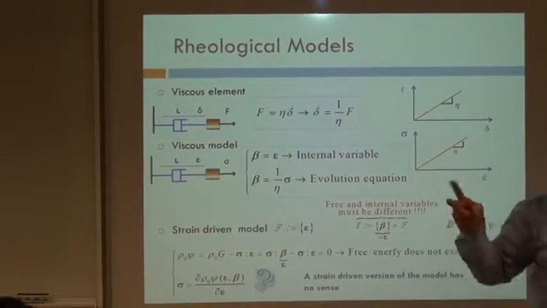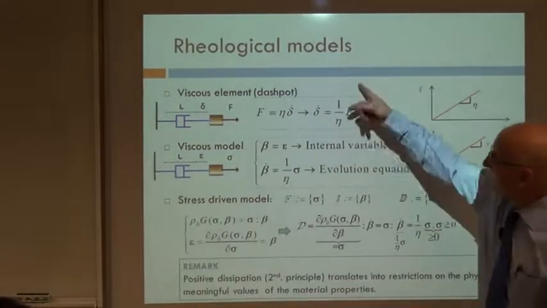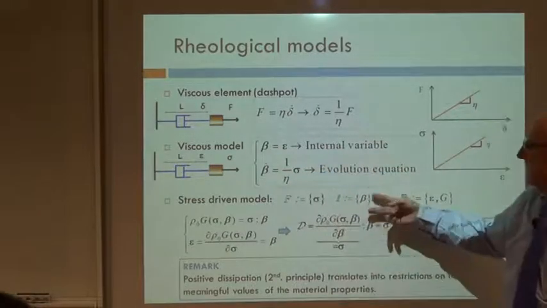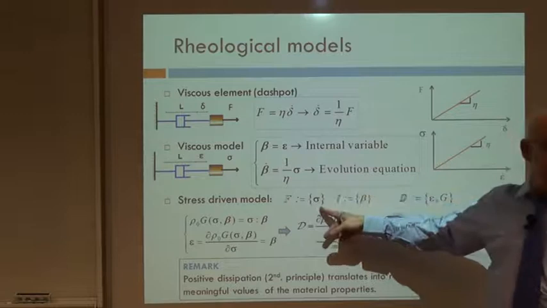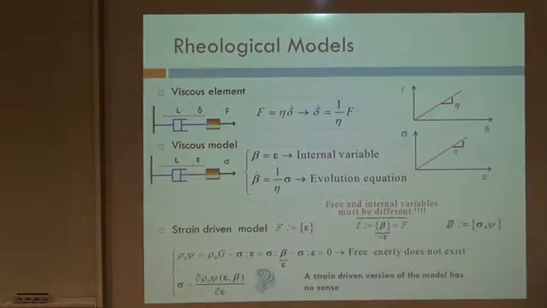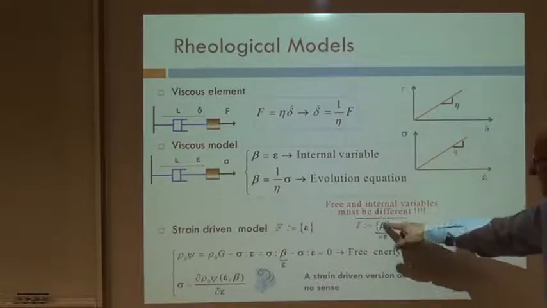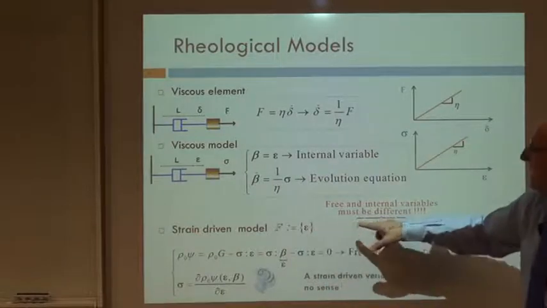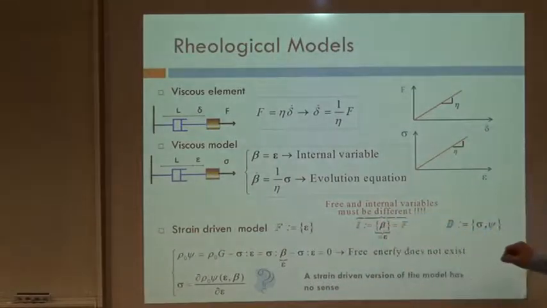That's why we have both, because we are able to formulate a rheological model of a dashpot or dashpot-like model in a stress-driven context, but it's not possible to formulate that in a strain-driven context. What is the consequence of that? Let's imagine that we consider epsilon as the free variable and beta as the internal variable, and then in that context the stress and the free energy are dependent variables.